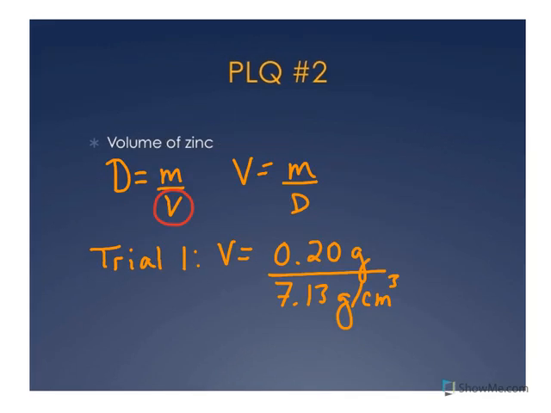Post-lab question number 2 asks you to solve for the volume of zinc that was coating this metal. So you'll use the density equation rearranged to solve for volume. And here I've shown trial 1 with my data from before. The mass is 0.20 grams. I'm going to divide that by the density, and that will give me 0.028 cubic centimeters for the volume of zinc.